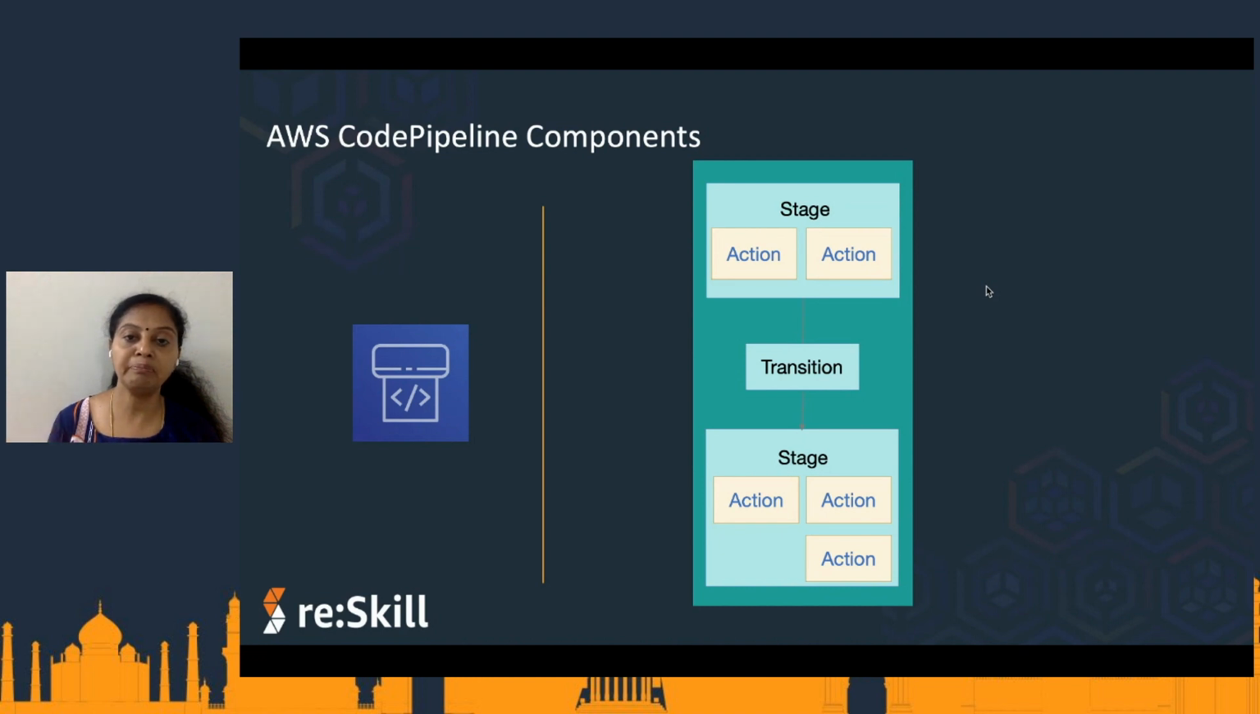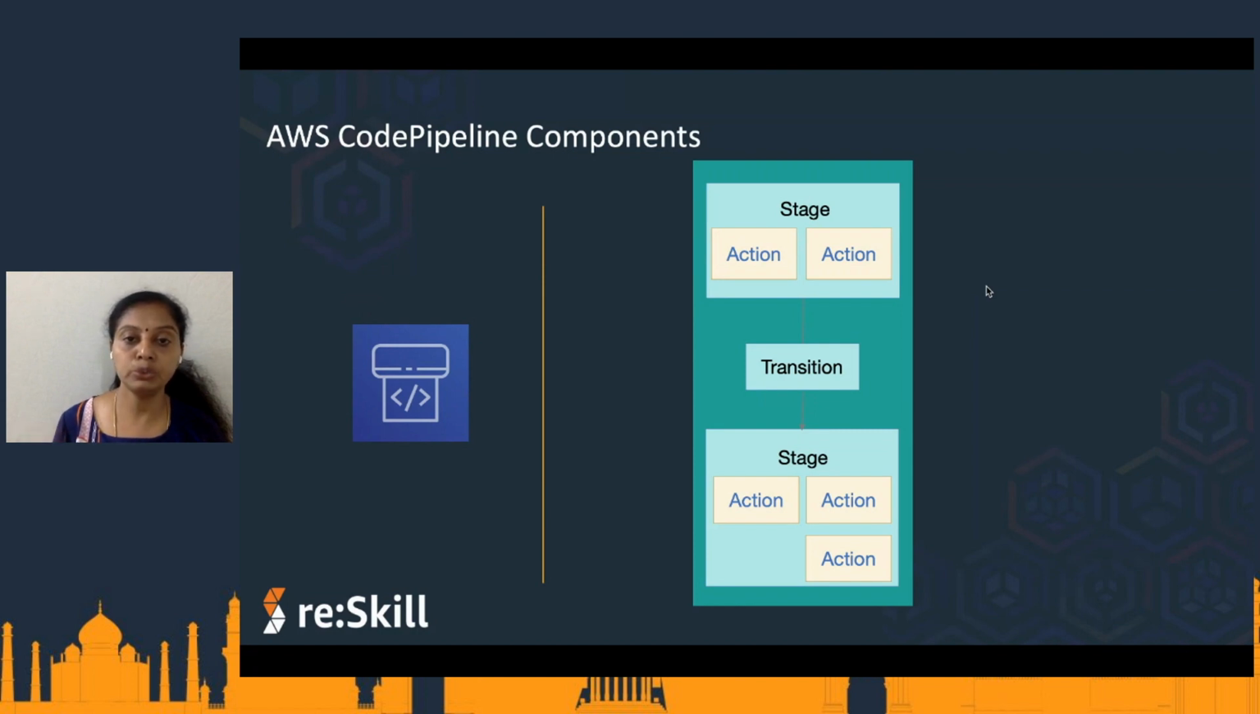Next, you want to compile that source code and generate the artifact. That's going to be a build stage. And you want to deploy to a staging environment, or you want to have a manual approval, or you want to deploy to a production environment. These are all, again, different stages. So in each stage, you can have multiple actions. These actions could be executed in parallel or sequentially based on your need.